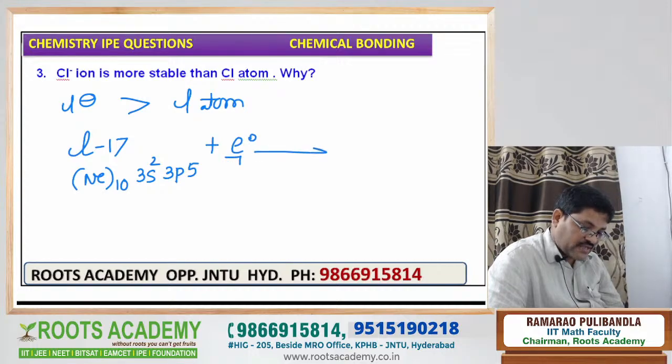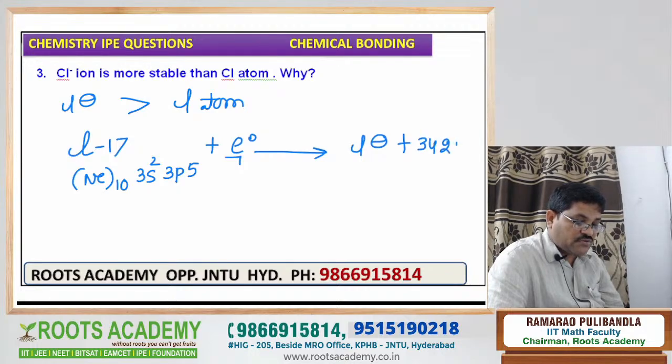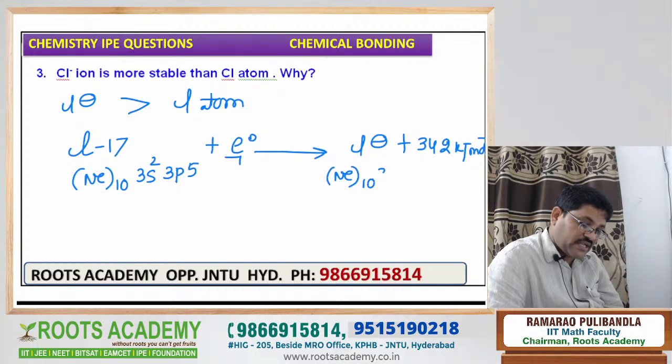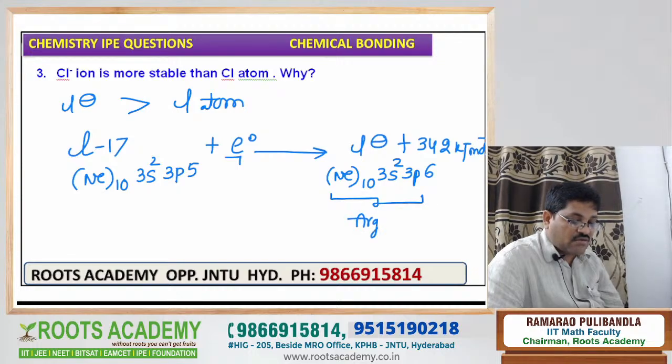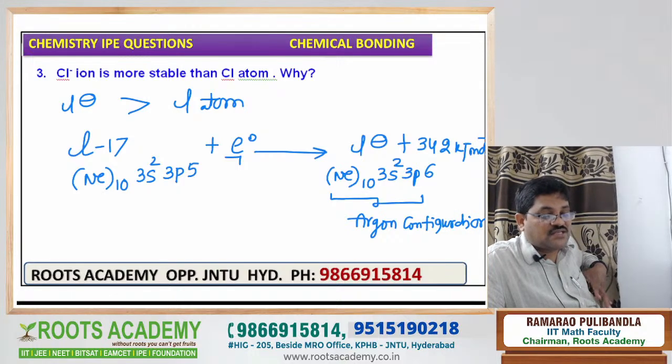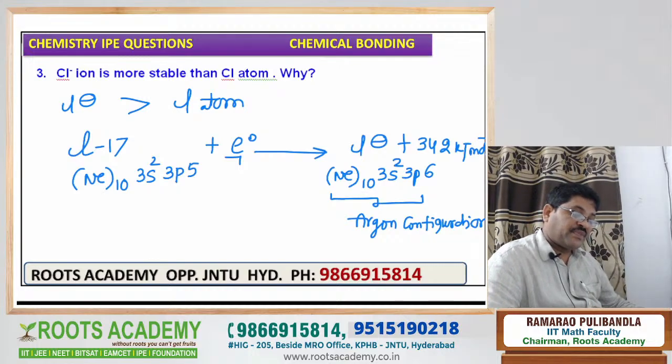Yes, now adding of the electron. When electron is added, now it forms what? It forms Cl minus with liberation of what? Nearly 342 kilojoules per mole of energy. Why is energy liberated? By addition of electron, it is stabilized by the noble gas configuration. Neon 10, 3s2, 3p6. It is stabilized by the argon configuration. Stabilized to what configuration, students? Argon configuration. That's why Cl minus ion is more stable than Cl atom, because Cl minus is stabilized by argon configuration.